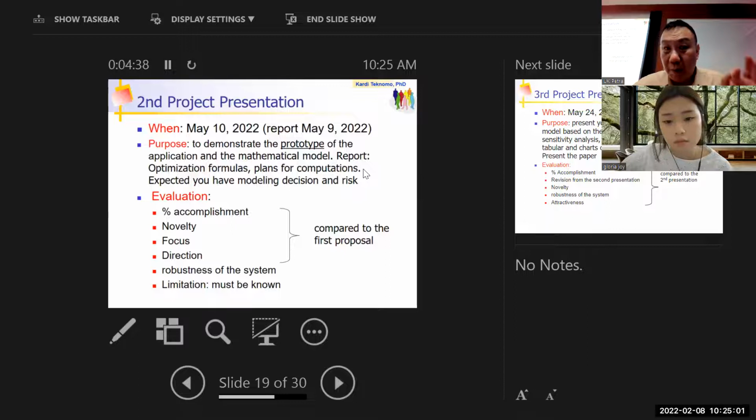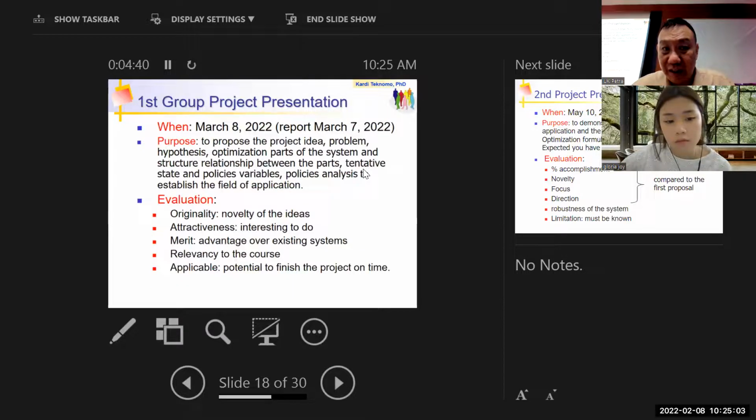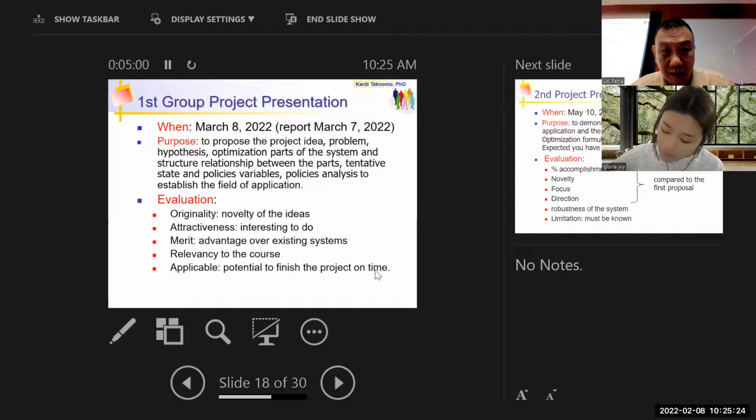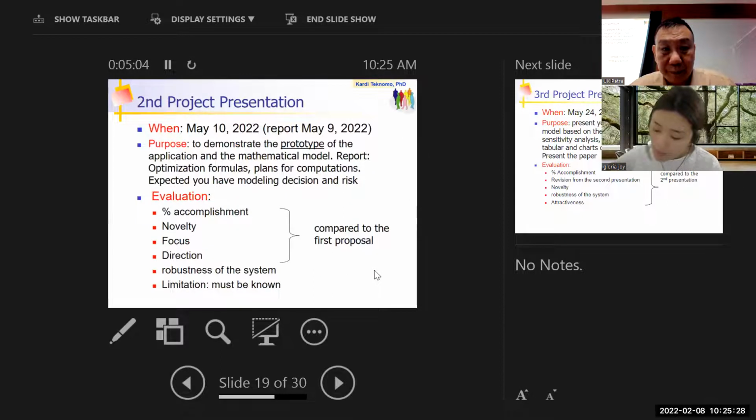Right? Remember, the purpose of this staging is actually to make sure that your project becomes a continuous improvement, so that you can revise early, okay, and to reduce the risk of an unfinished project. Okay. So if you can finish everything faster than usual, then this deadline, that is fine. Okay.